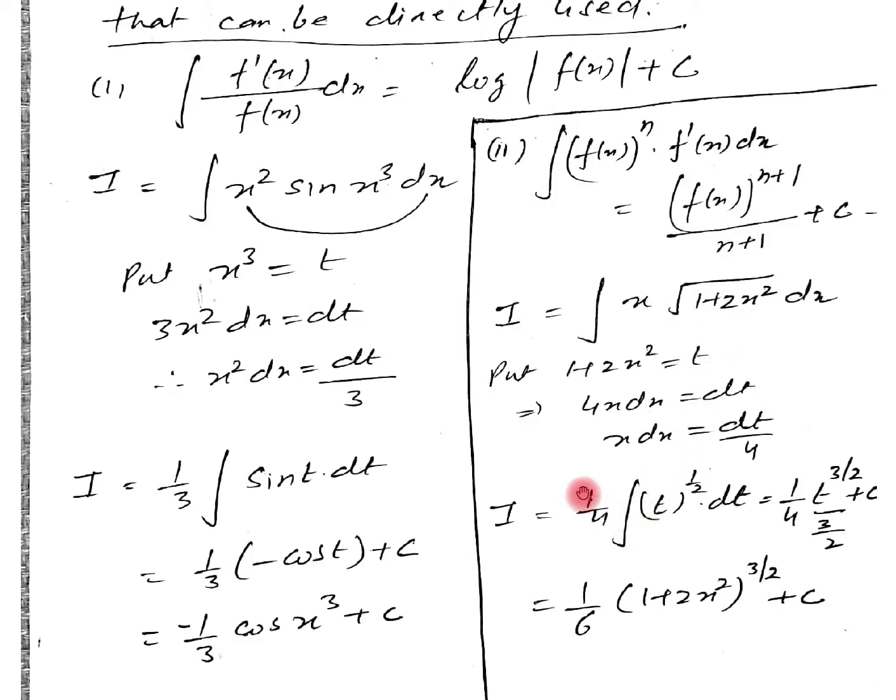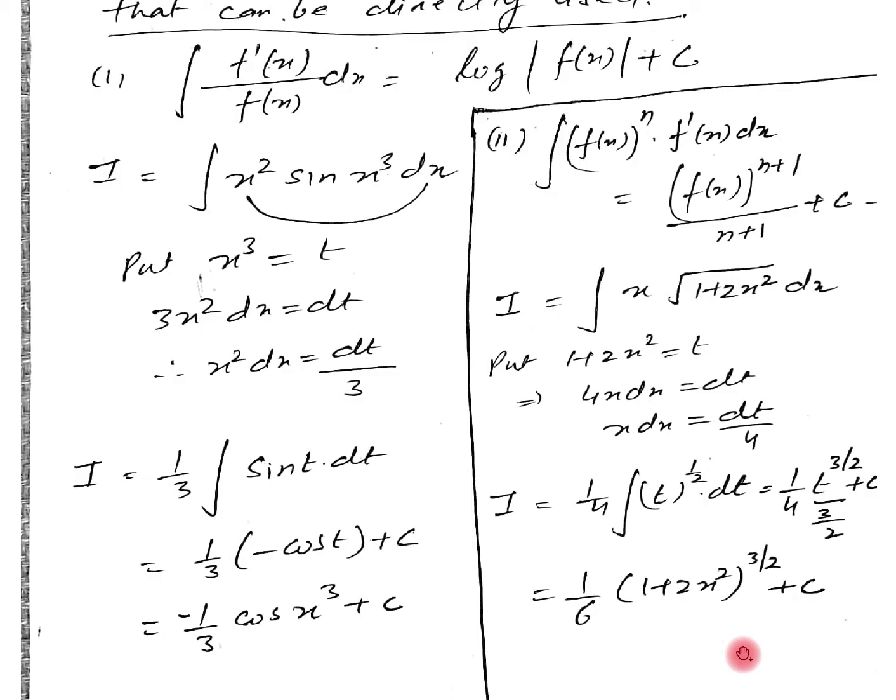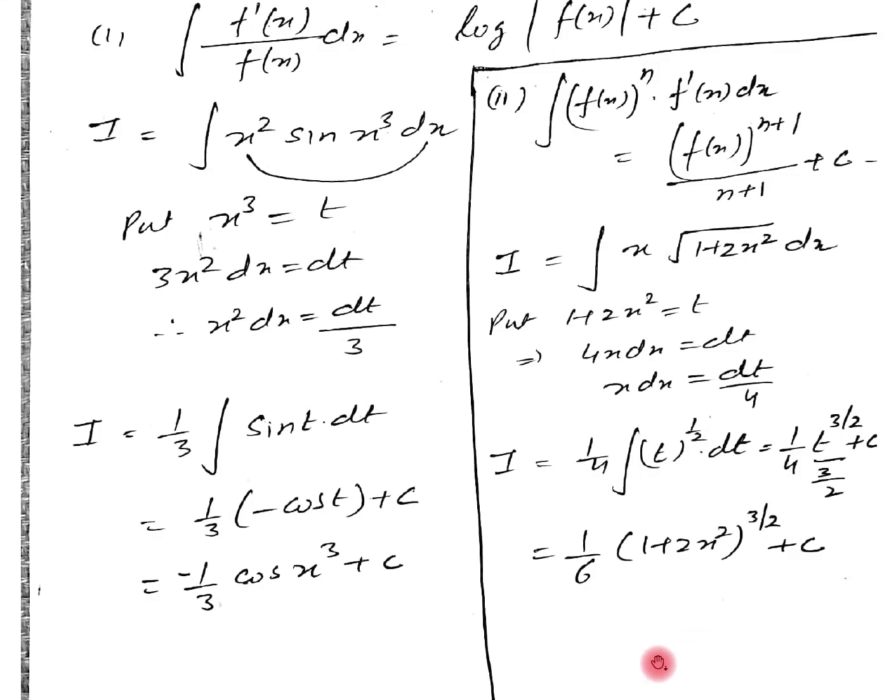Now putting the value here, this can be written as 1 by 4 integral of t raised to power 1 by 2 dt. Then 1 by 4 t raised to power 1 by 2 plus 1, that is 3 by 2, upon 3 by 2, plus c. Simplifying, we get 1 upon 6 into, substituting the value of t, (1 plus 2x square) whole power 3 by 2 plus c. This is how to do the question using integration by substitution. Let us see some more questions.